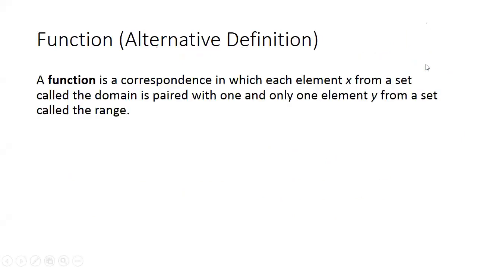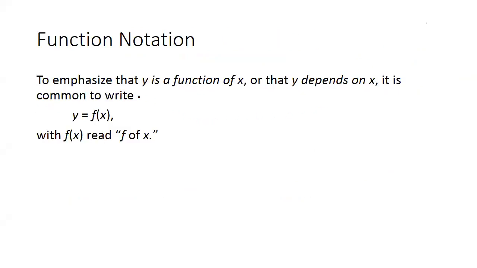Okay, so a function is the correspondence in which each element x from a set called the domain is paired with one and only one element y from the set called range. So that statement should make more sense now after going through those examples. If you have a bunch of ordered pairs, you want to make sure that the x doesn't repeat itself, doesn't map to different numbers in y.